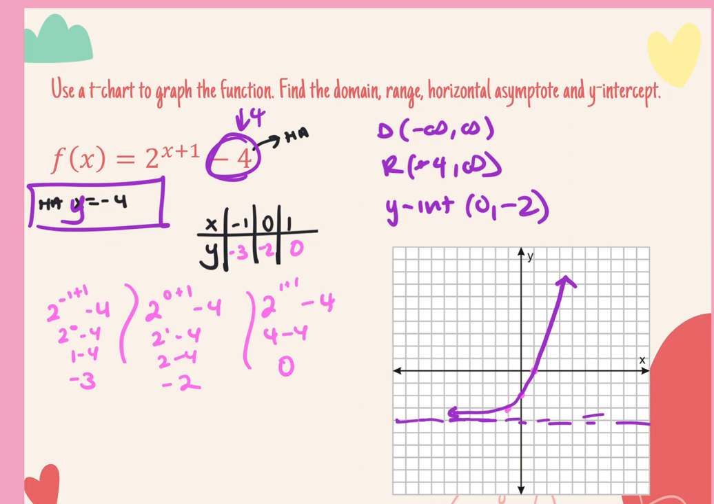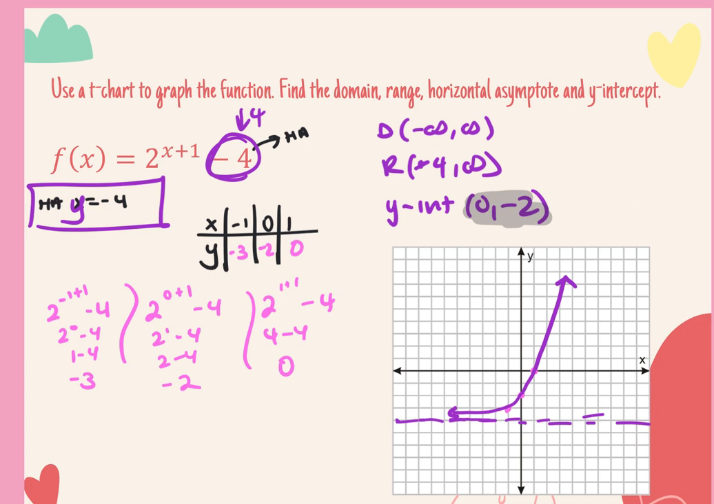Plus 4 for the range? No, the range is -4 because it starts at the horizontal asymptote and then it goes up. Your domain is all real numbers for exponential. And then the range is that lowest point, which would be where the horizontal asymptote is, up to +infinity with a parentheses on both. And then when you plug in your points, you should have got -3, -2, and 0. (0, -2) is your y-intercept. It has to be in coordinate point form.